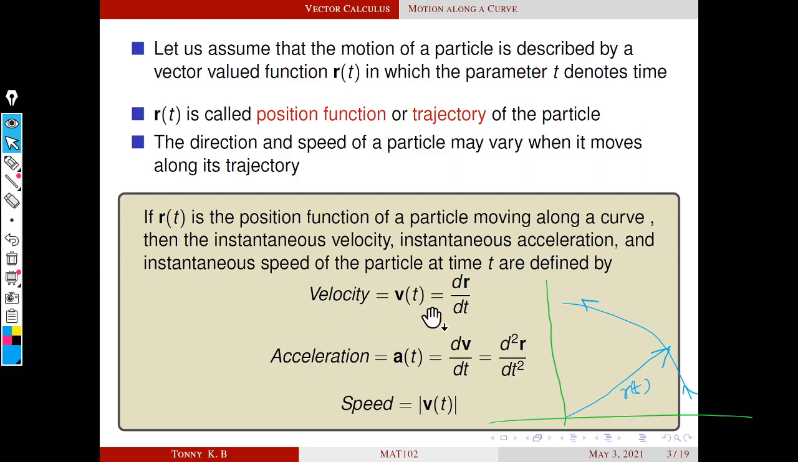Velocity is the derivative of its position function, that is dr by dt, and acceleration is again the derivative of velocity, that's why dv by dt, or it is d square r by dt square, and the speed is given by the modulus of the velocity.